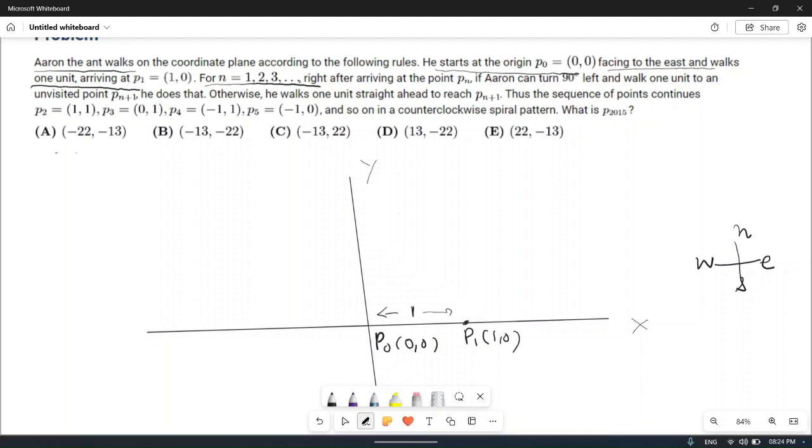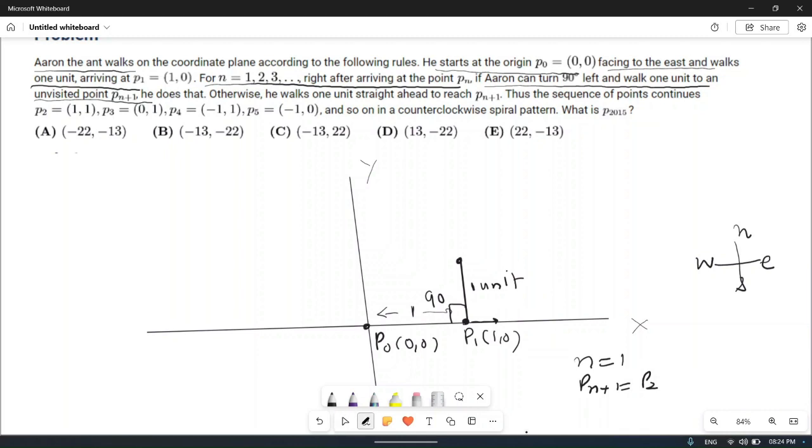For n equal to 1, 2, 3, right after arriving at Pn, for us, n is equal to 1, it is starting from P1 and reaching Pn plus 1, which is P2. Aaron can turn 90 degrees to the left and walk 1 unit to an unvisited point Pn plus 1. So here, he is facing east, and the left side is this. He can turn 90, yes. He can walk 1 unit, yes. And he can reach an unvisited point, yes.